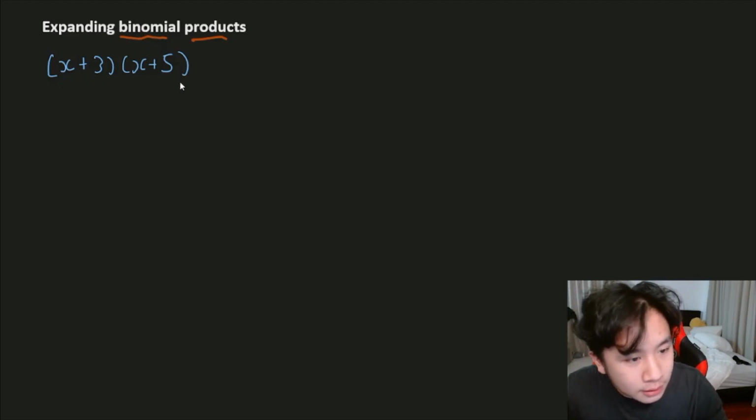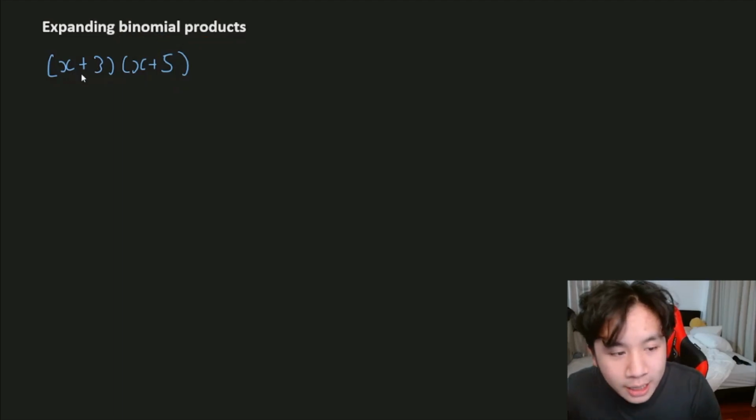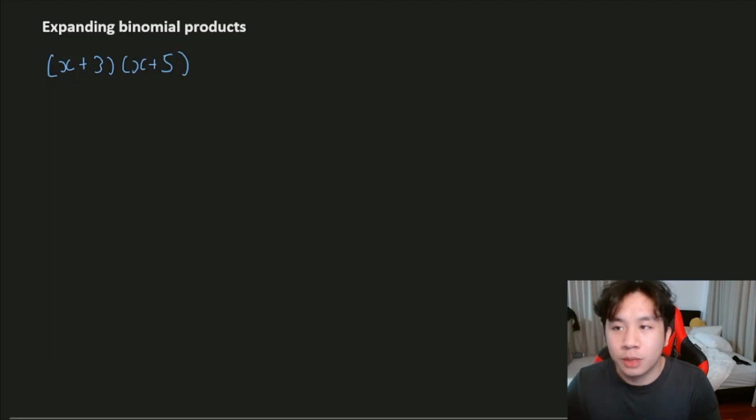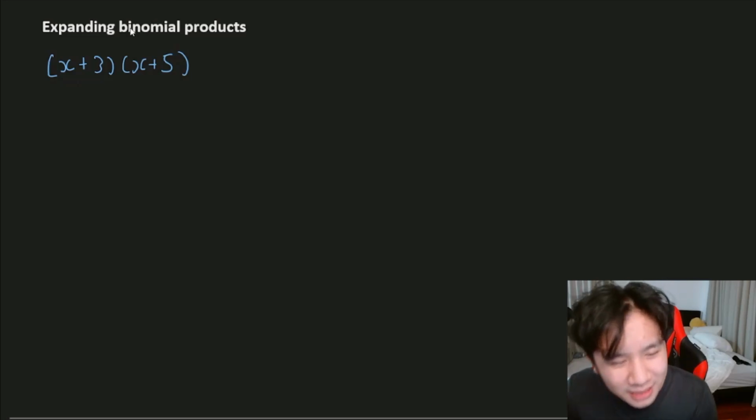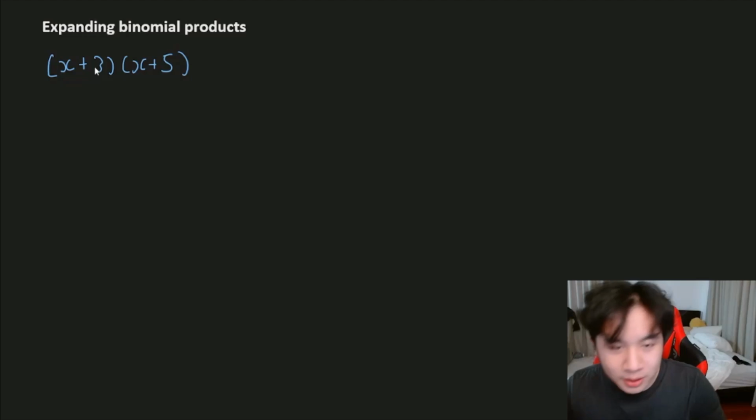So if you look at this expression right here, x plus 3, that is a binomial because it has x and 3, so two terms. X plus 5 is a binomial because it has x and this 5 right here, two terms as well. And products just means we're going to be timesing them. So this is saying we're going to be multiplying x plus 3 with x plus 5. And we're going to be expanding it, which essentially means to get rid of the brackets. Not really, but you'll get the idea.